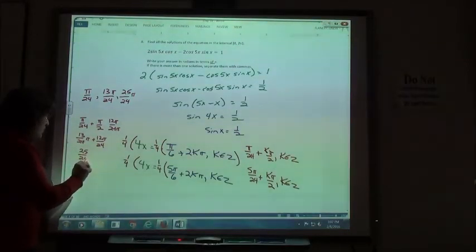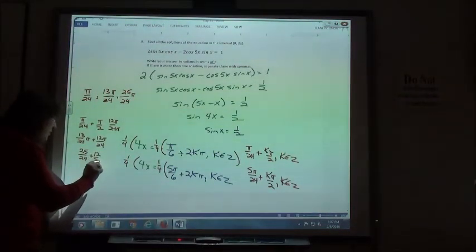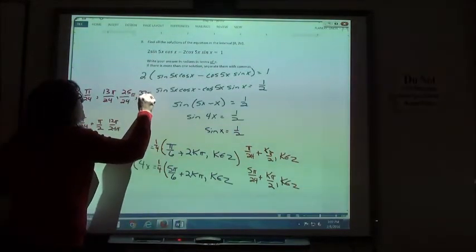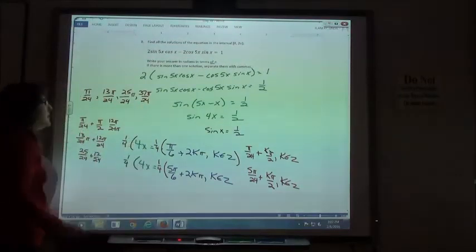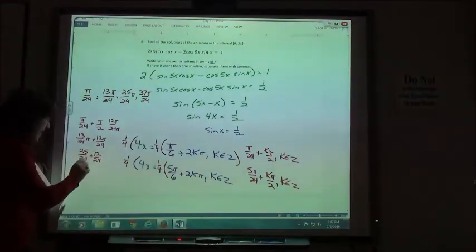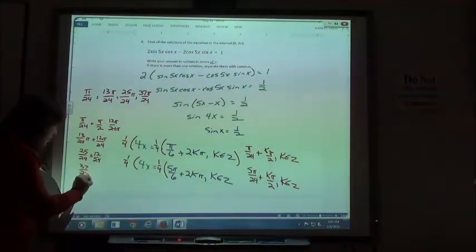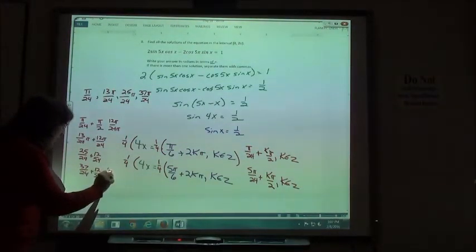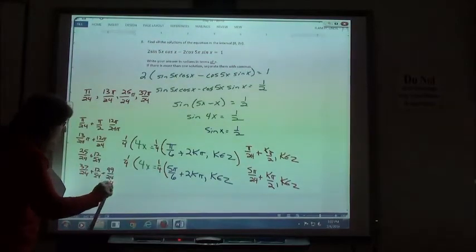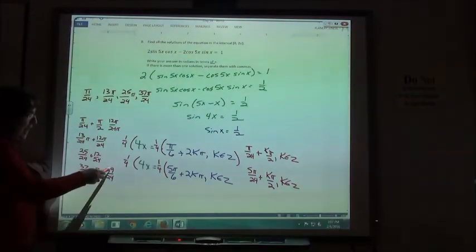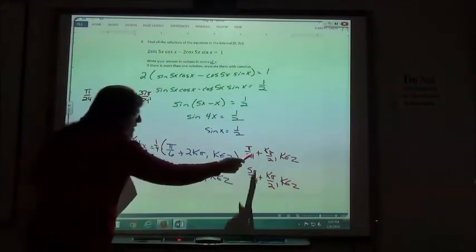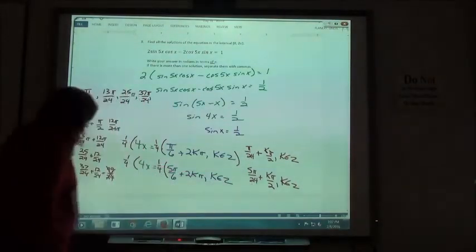25 24ths plus 12 24ths would give me 37 24ths. I'd have to get to 48 to be too big. So 37 24ths plus 12 24ths would give me 49 24ths. That's going to be more than 2 pi because 48 would be double, so that'd be too big. So I'm going to have those four answers from just this. I still have to do this one.